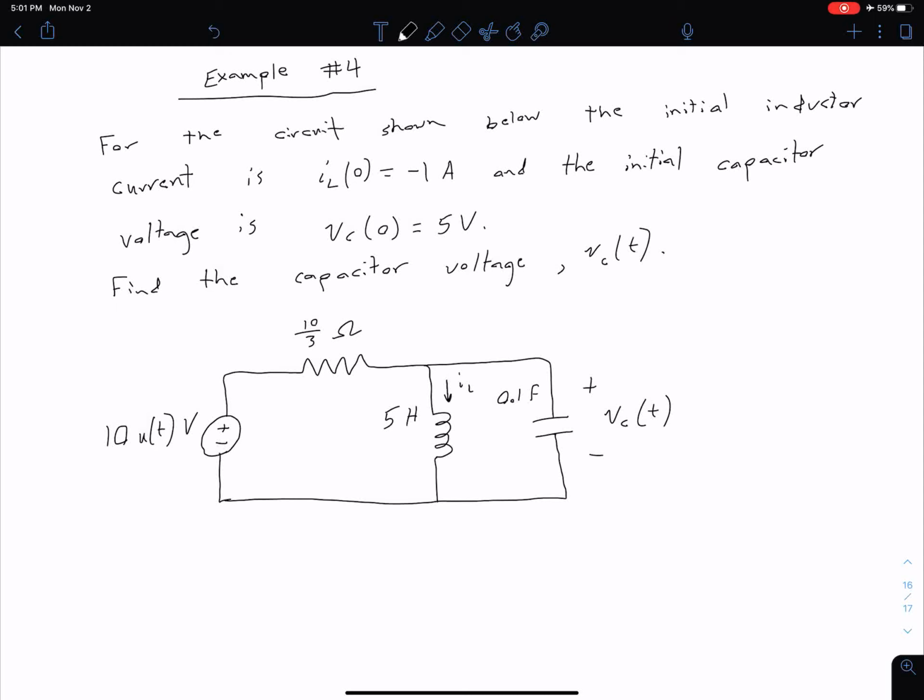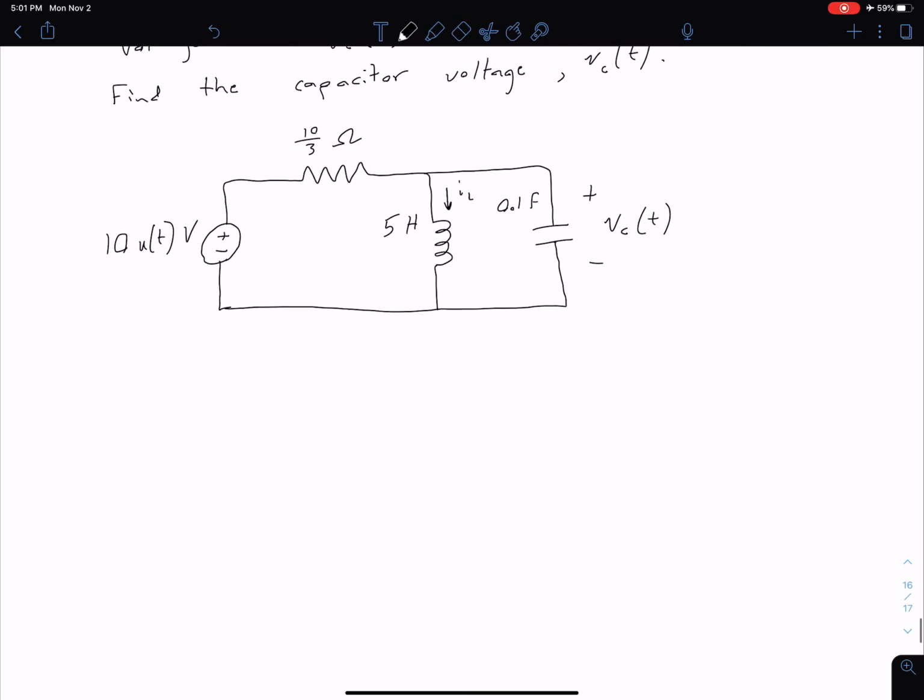So let's look at one more example. For the circuit shown below, we're told that our initial inductor current is -1 amp, our initial capacitor voltage is 5 volts, and we want to find the capacitor voltage equation Vc of t for time greater than 0. As we've seen before, our first step is going to be to transform our circuit to the S domain.